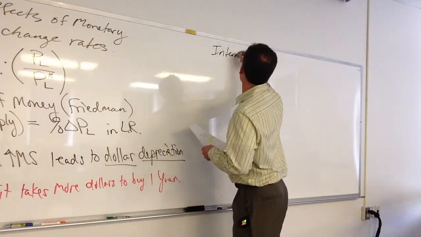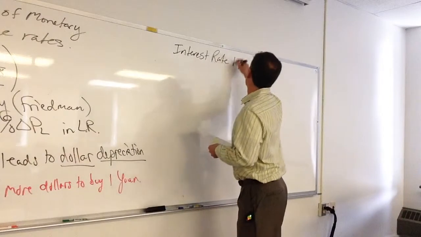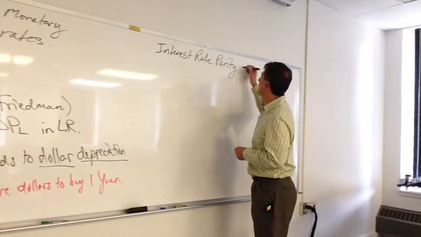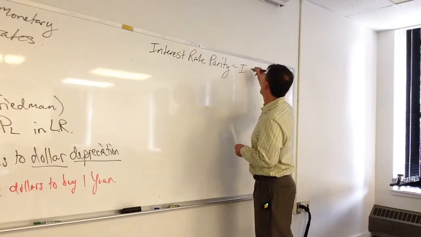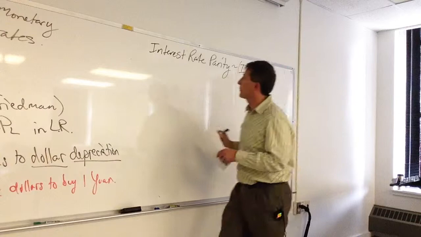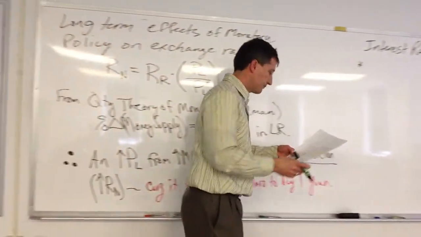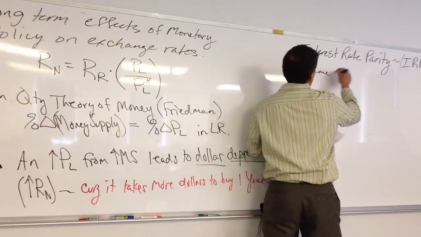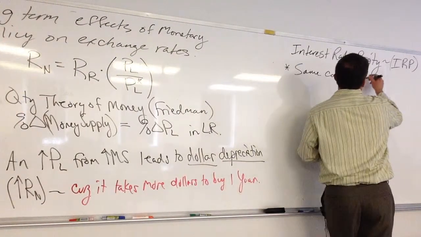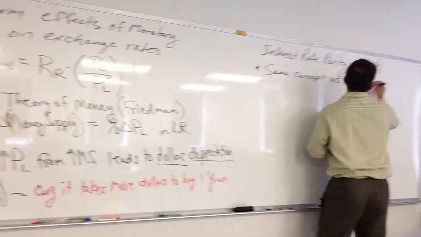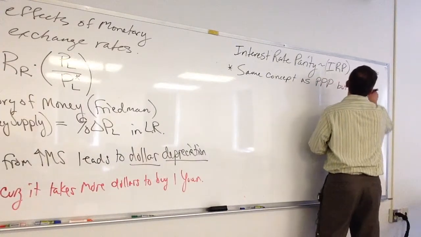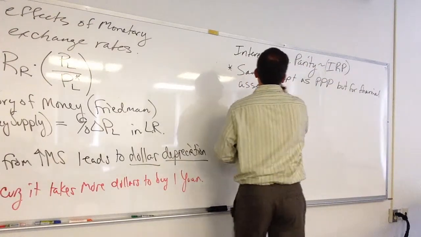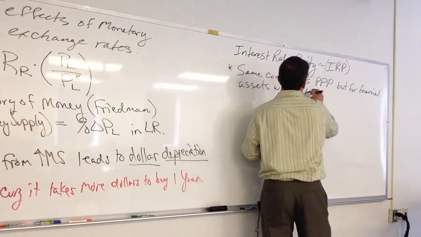So interest rate parity is basically the same concept as PPP, but for financial assets with interest rates.